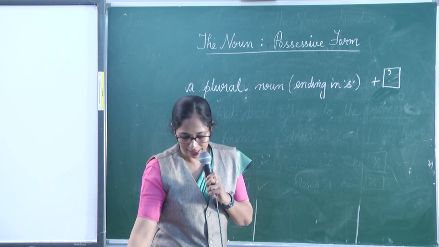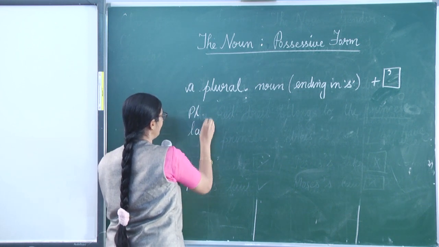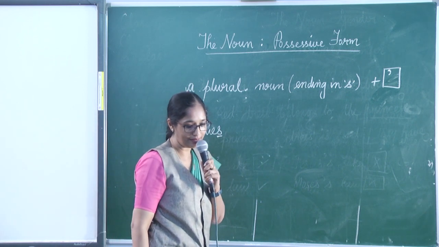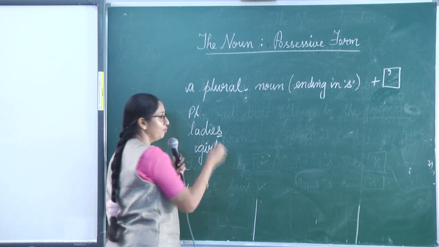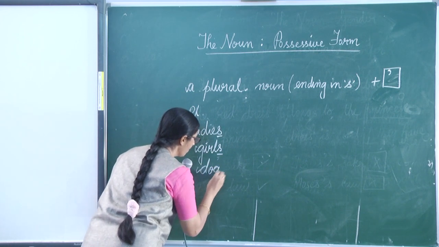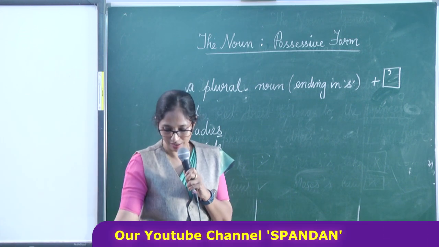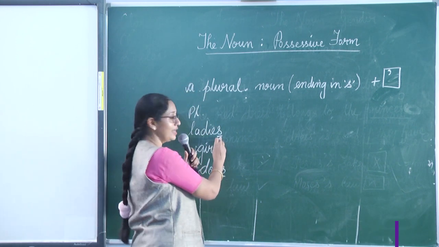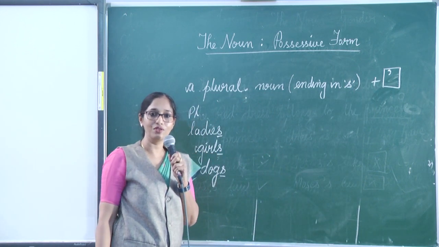For example, let's write a few plural nouns. Ladies. Plural. Ladies means not one lady, many ladies. Girls. Plural. Girls. Plural of dog, dogs. Now, if you want to show possession, they own something, they have something, then how will we write? The word ends in s. The rule is just to put an apostrophe after the word.